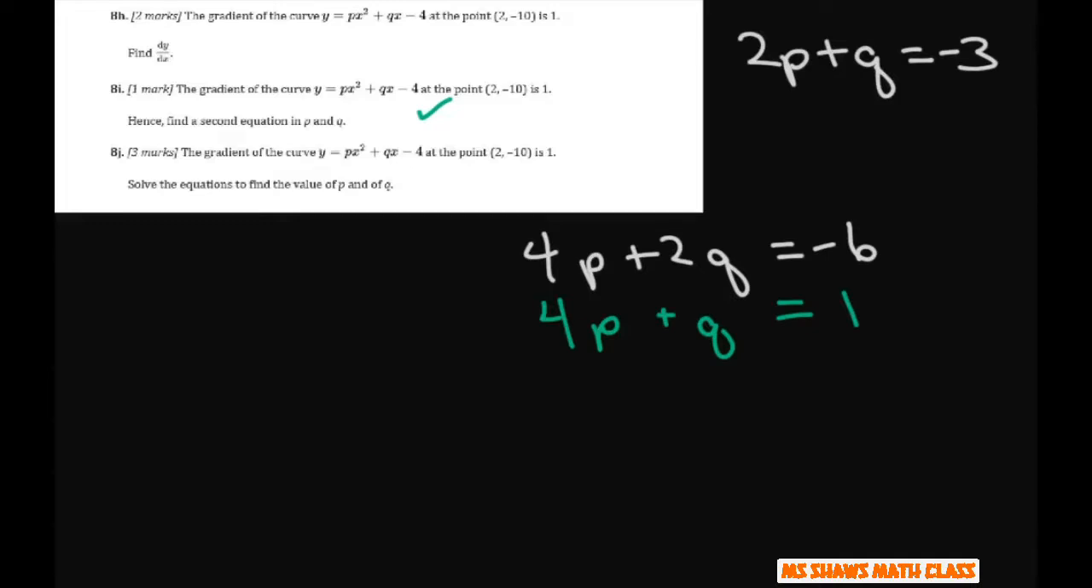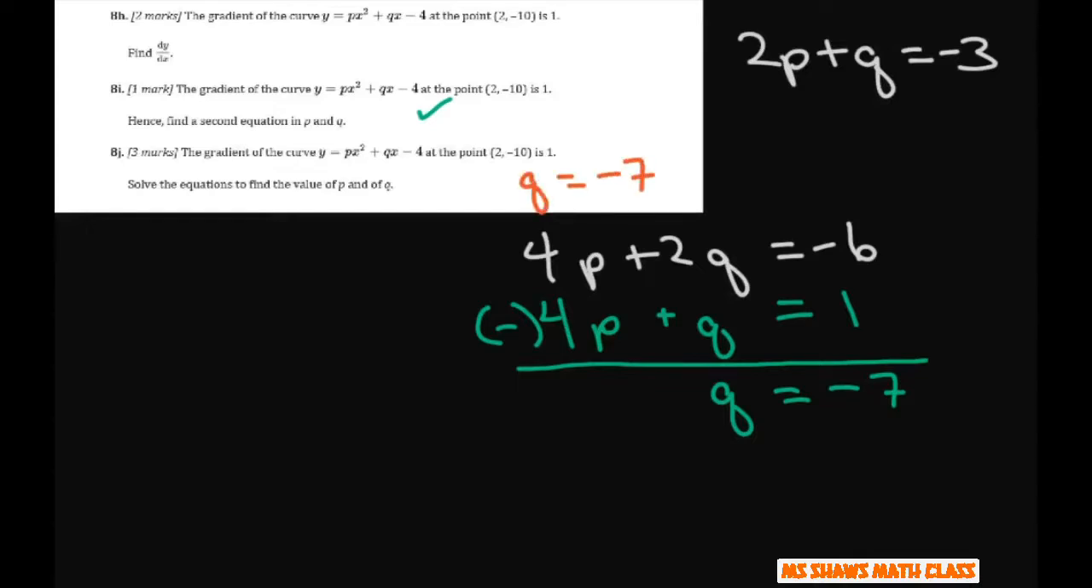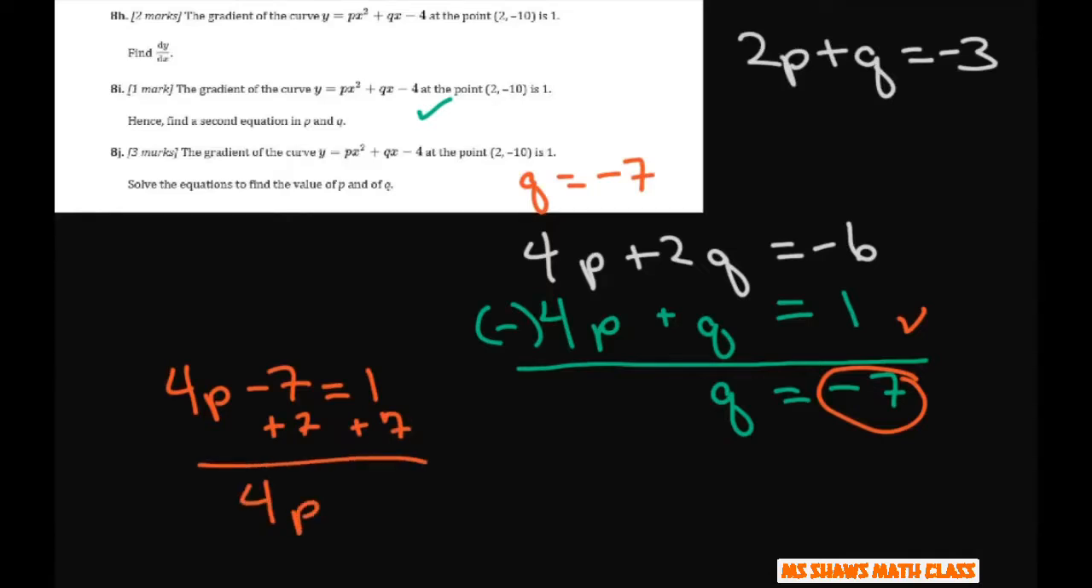The reason we went here is we're just going to subtract. So when you subtract, the 4p's cancel, and you get q equals -7. Now if q is -7, plug that back into one of these. I'll choose the second one. So you get 4p minus 7 equals 1. Add 7 to both sides. You get 4p equals 8. Therefore, p equals 2.